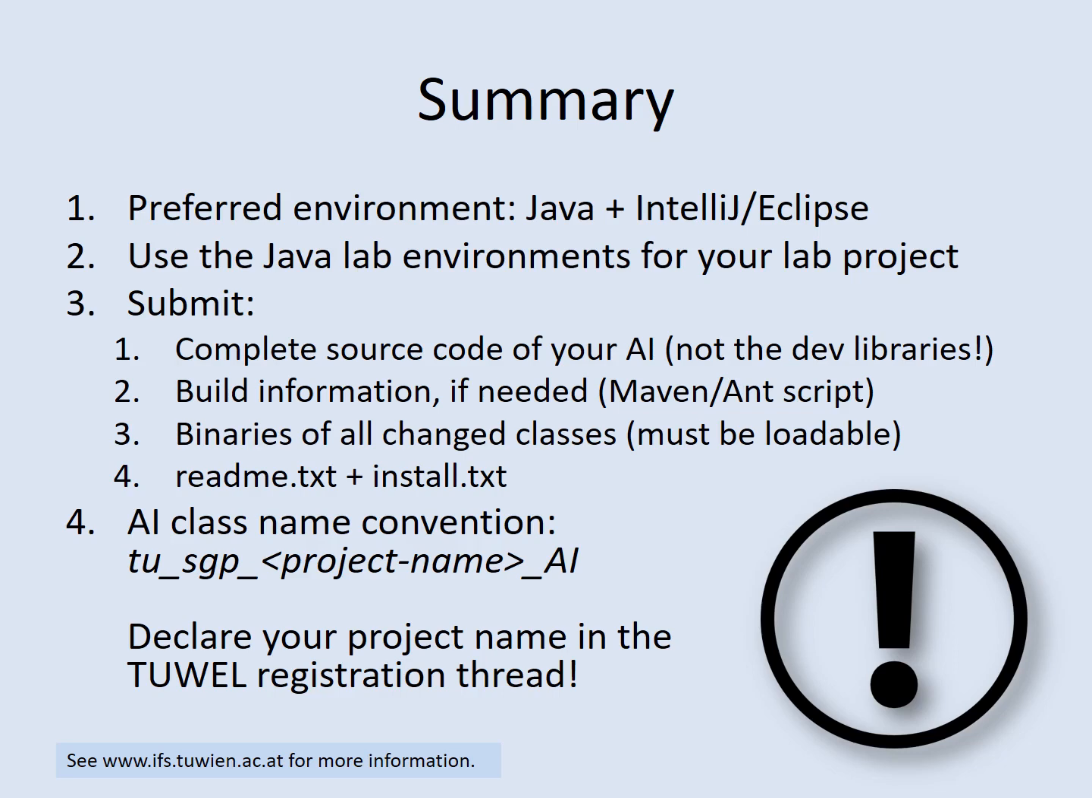And the README file plus install file that gives all the information on the engine, plus on the installation of the engine. The class name of the project is also well defined. It starts with a prefix of TU for TU Wien, and SGP for strategy game programming, and in the end you have a postfix of AI for artificial intelligence, so that I can put them nicely into my database, which I use, for example, for the plagiarism check. Okay, you have to declare your project name and the project members in the TU registration thread. Please don't forget to do that, it is very important.